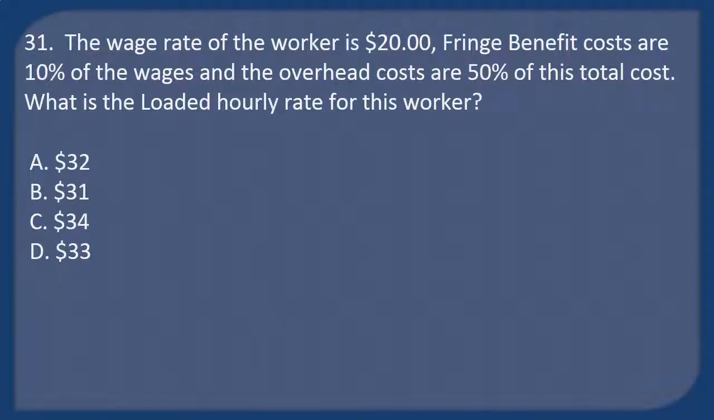Question 31. The wage rate of the worker is $20. Fringe benefit costs are 10% of the wages and the overhead costs are 50% of this total cost. What is the loaded hourly rate for this worker? A. $32. B. $31. C. $34. D. $33. Answer: D. $33.